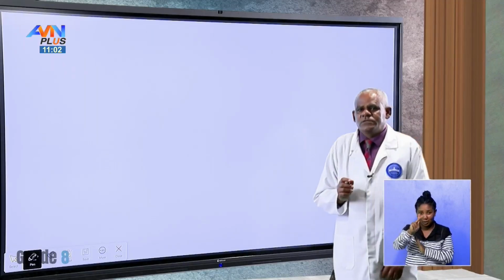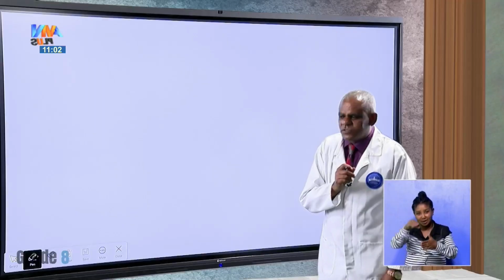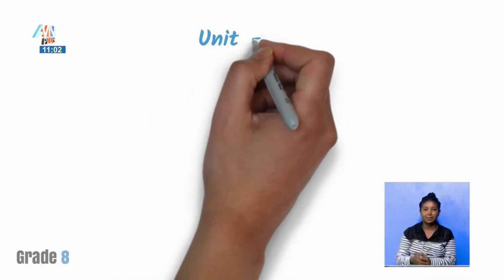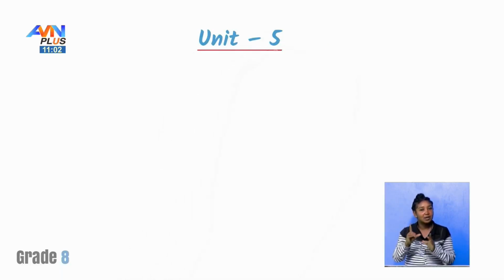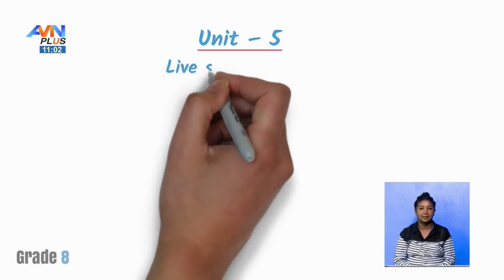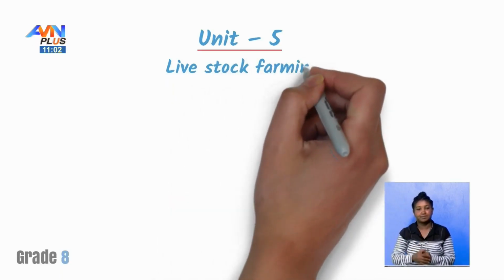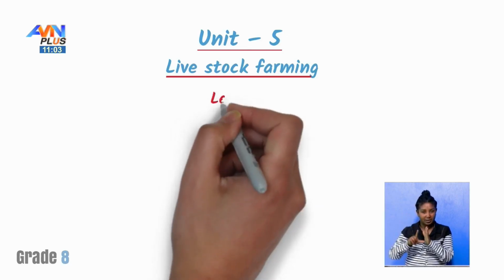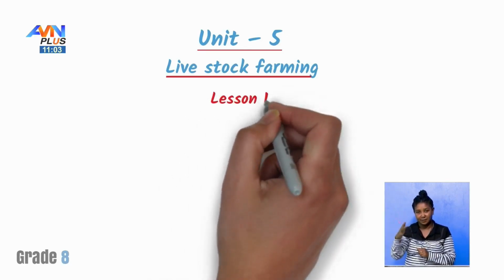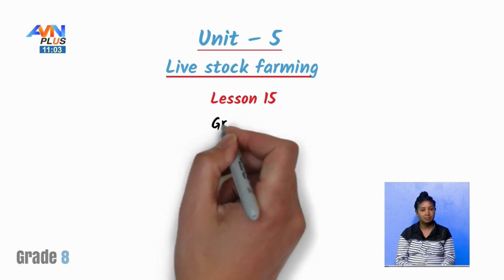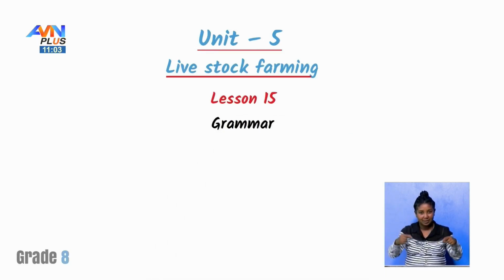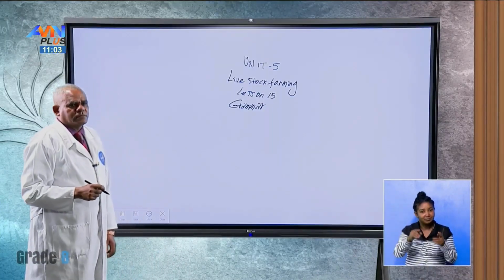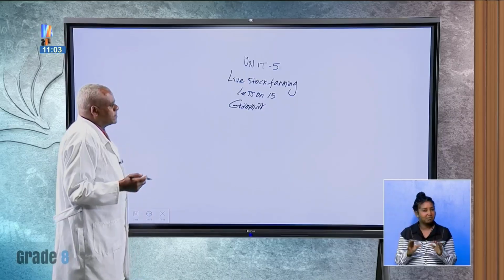Good. Let's go to today's lesson, that is an interesting topic that we are going to see for today. That is unit 5 again, livestock farming. This is lesson 15. The part is grammar. It's the grammar part. What kind of grammar are you going to see for today? Wow, so interesting.